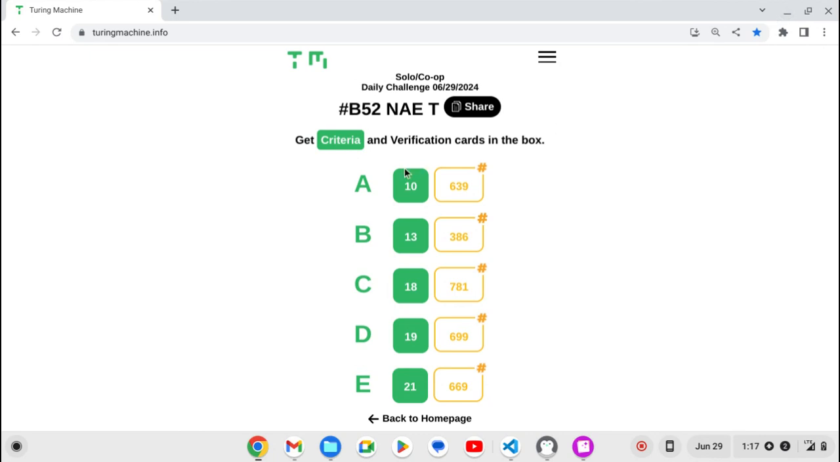So in today's puzzle, the following 5 criteria cards are used: criteria card 10, 13, 18, 19, and 21. And the puzzle uses the orange verification cards. The code above is your way to get more information on today's puzzle by searching the code on turingmachine.info. Let's go solve.